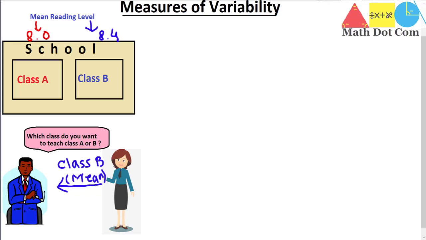Let's draw a graph of the reading levels of class A and B, so that you can easily see how far the reading levels of the different students spread out in each graph. So let's draw the graph of both the classes. We can distinguish between the mean and how far the data points lie in the graph of class A and class B. So let's see how the teacher can change her decision if she is given the graph of both the classes.